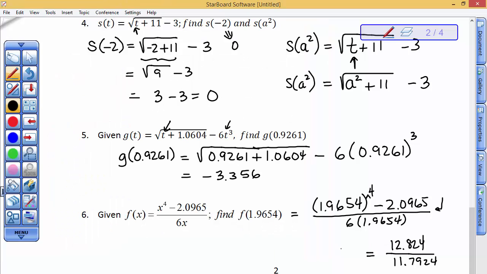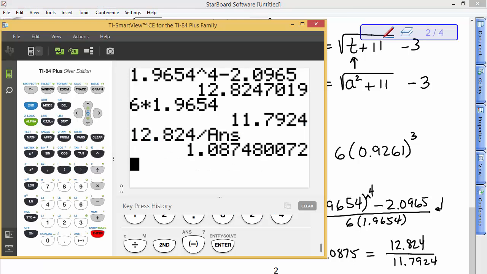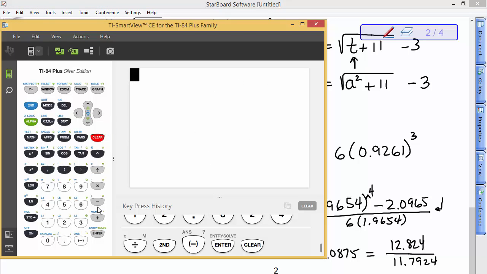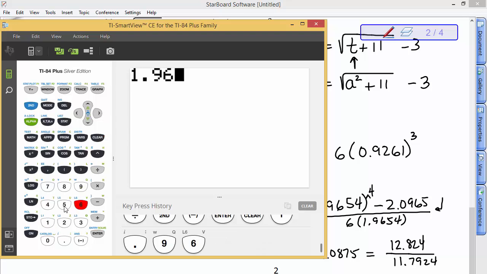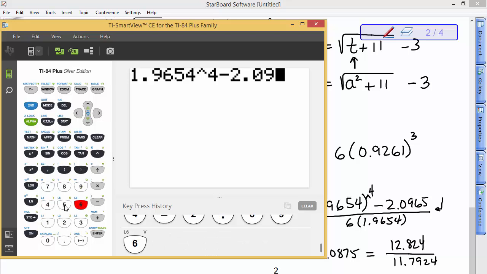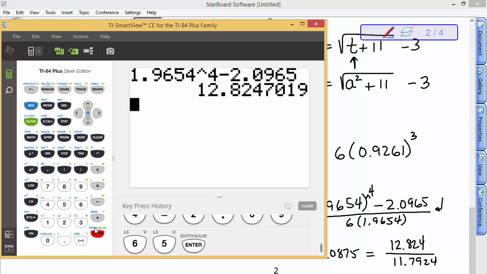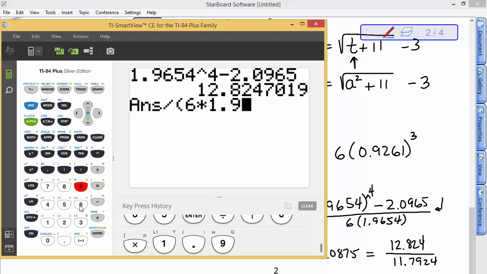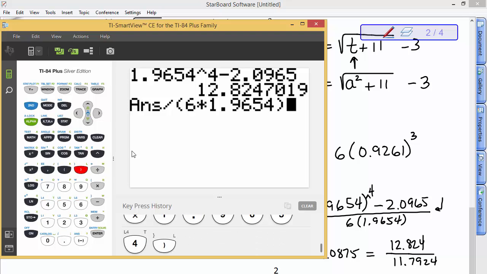Before I close, I want to show you how you could do that calculation all at once. So you could go 1.9654, which was raised to the 4th power, minus 2.0965. So that's the numerator, and hit enter. Then you could divide by, but you've got to put the 6 times the 1.9654 in parentheses to tell it that you want it to divide by the whole denominator, and then hit enter and still get that 1.0875. I'm going to come back one more time at you with some applications of functions.